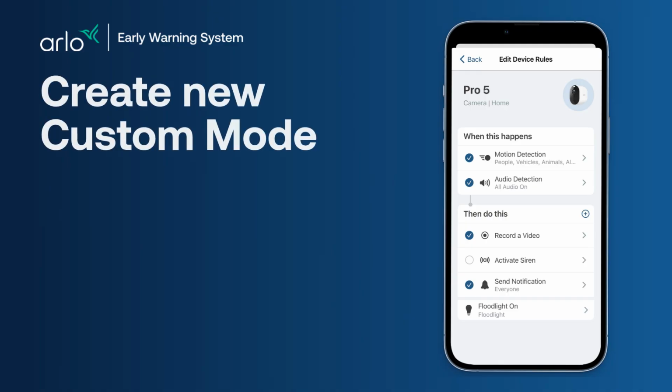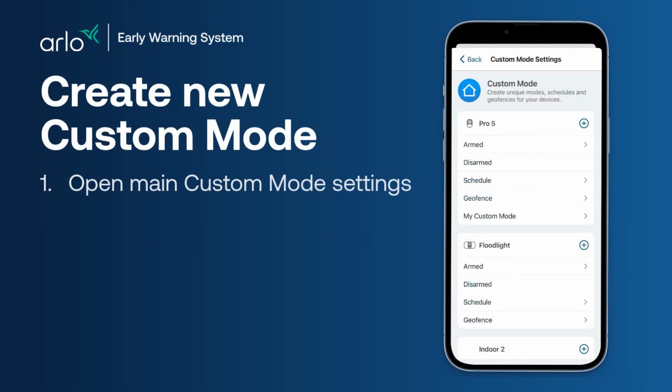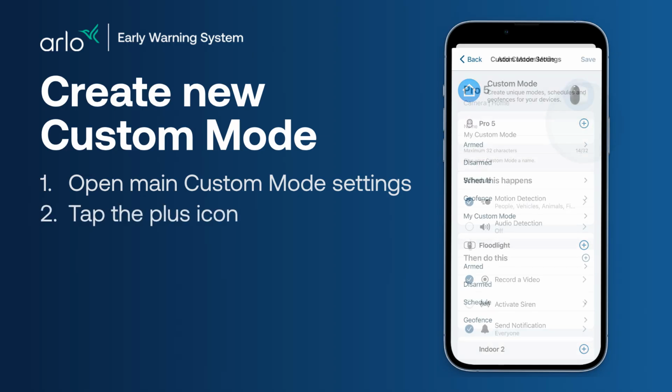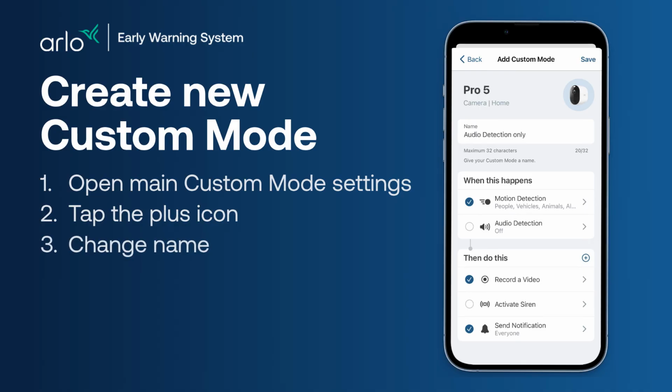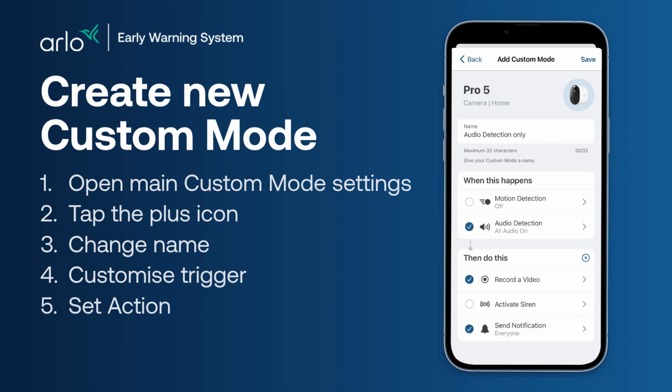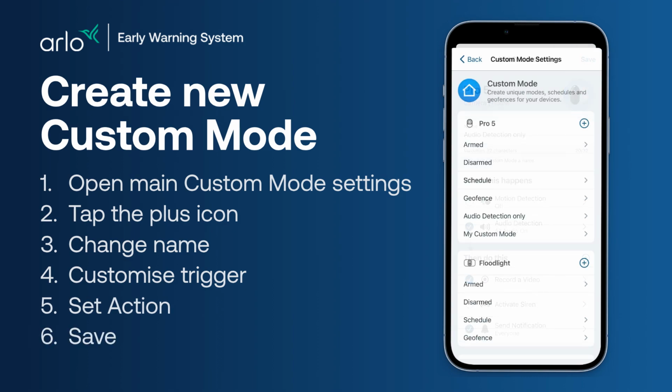If you want to create an entirely new custom mode for a device, go back to the main custom mode screen and tap the plus icon next to the device. Give your new mode a clear name, then set up the rules just like you did for the arm option. When you're finished, tap Save in the top right corner.